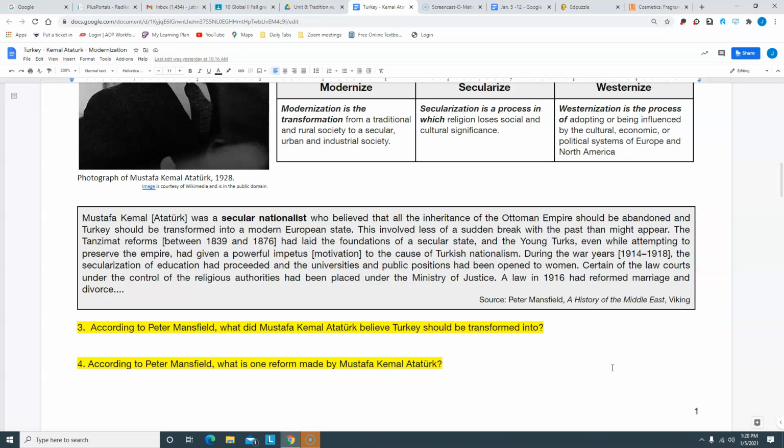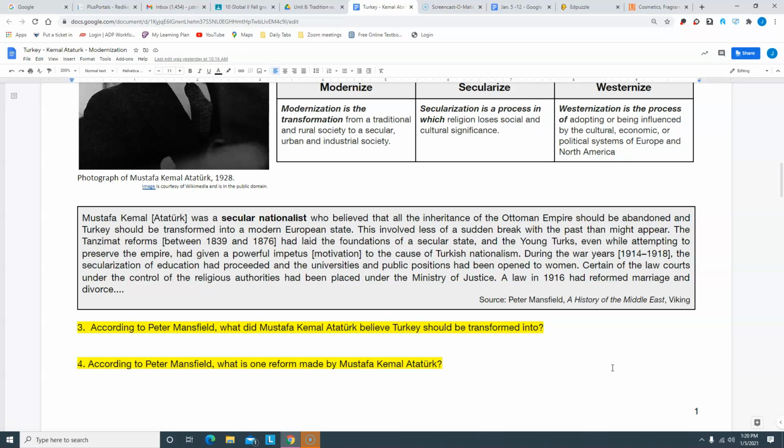Mustafa Kemal Ataturk was a secular nationalist who believed that all the inheritance of the Ottoman Empire should be abandoned and Turkey should be transformed into a modern European state. This involved less of a sudden break with the past than might appear. The Tanzimat reforms between 1839 and 1876 had laid the foundations of a secular state, and the Young Turks, even while attempting to preserve the empire, had given a powerful impetus or motivation to the cause of Turkish nationalism.